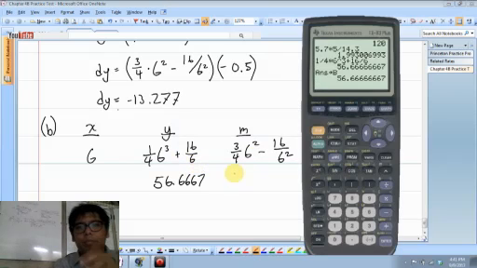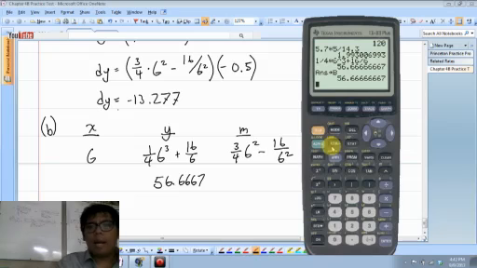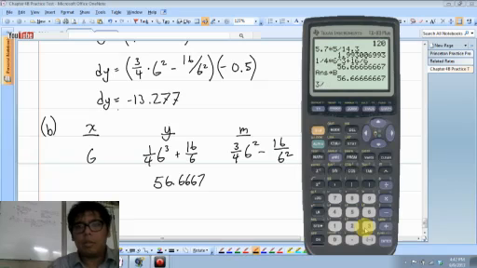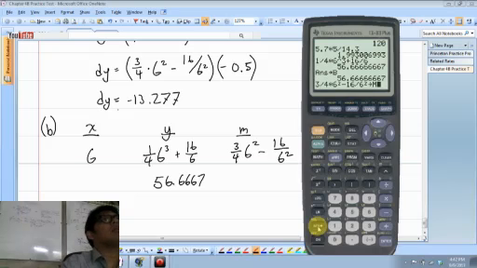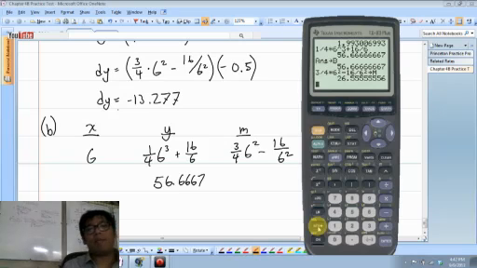Next one. I have 3/4 times 6 squared minus 16 over 6 squared. And let's store that as m. 26.5555.